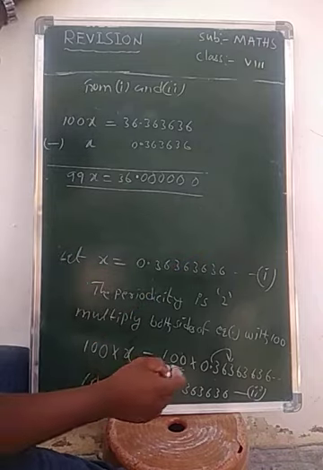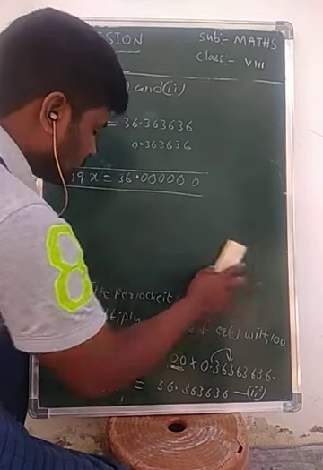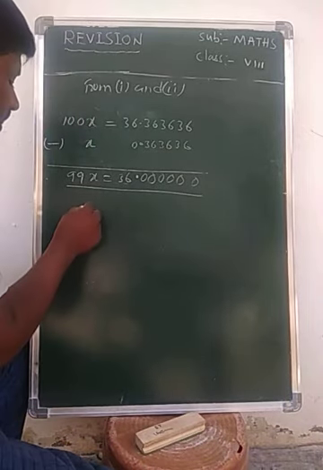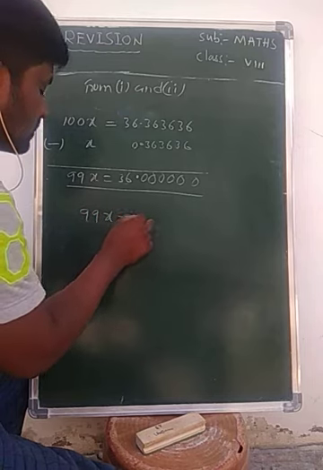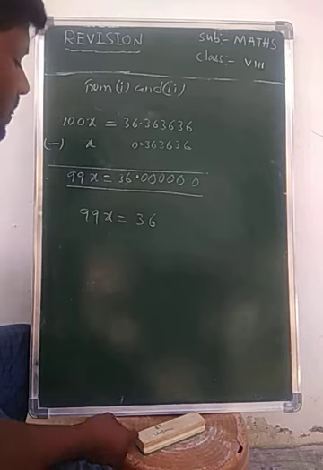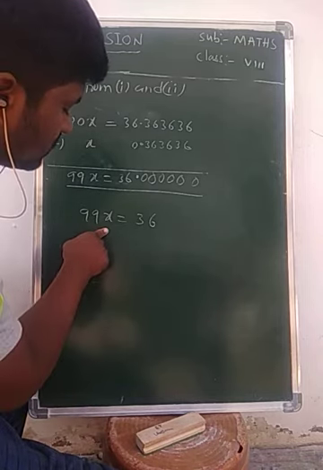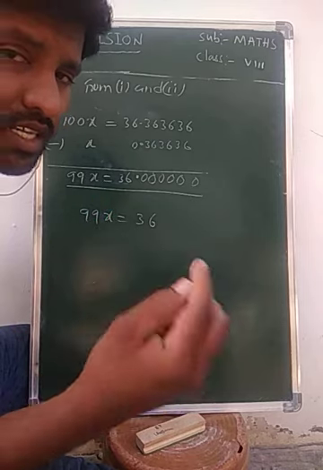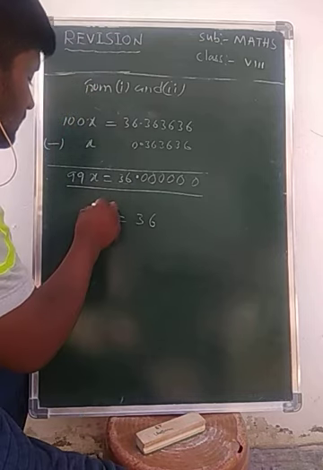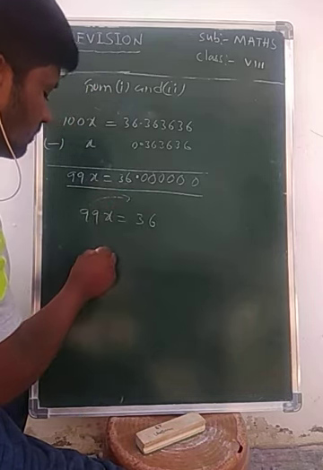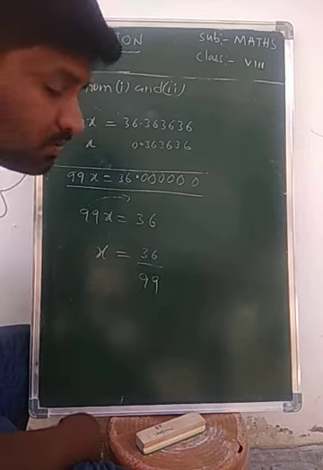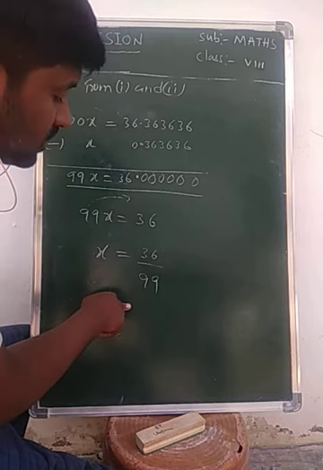So we get clearly 99x equals 36. Now see what I am doing, 99x means the product of 99 and x. So 99 transposing to the RHS side, we get x equals 36 by 99.